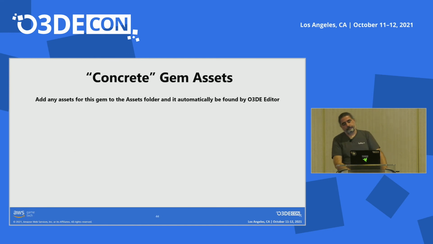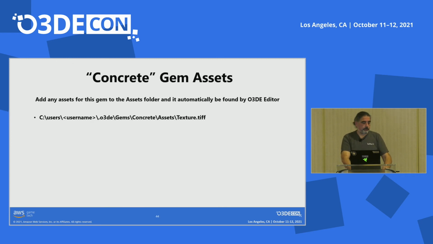All right. So concrete gem assets. If I wanted to add any asset to this gem, I would add it to the assets folder inside of the gem. This assets folder is automatically picked up by the editor. We can add more in different folders, but we would have to manually specify that the editor pick them up.